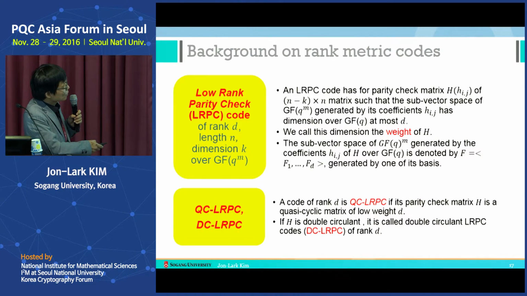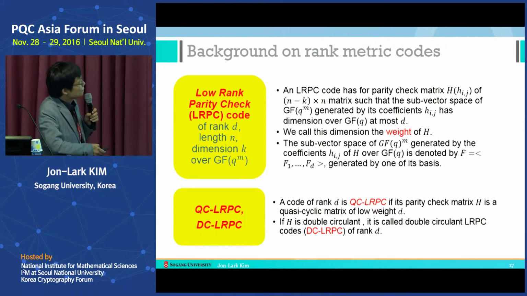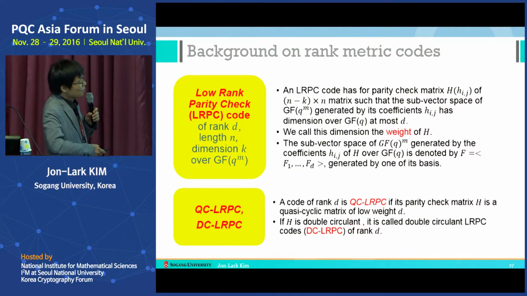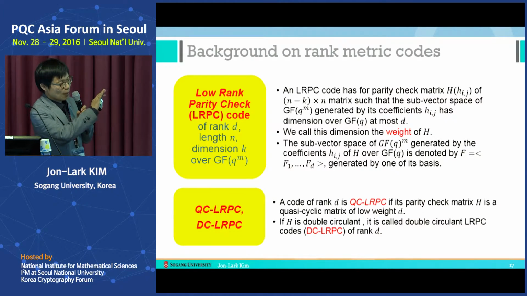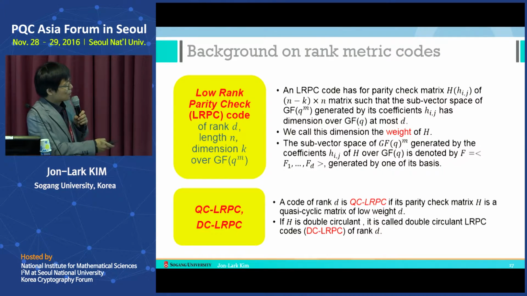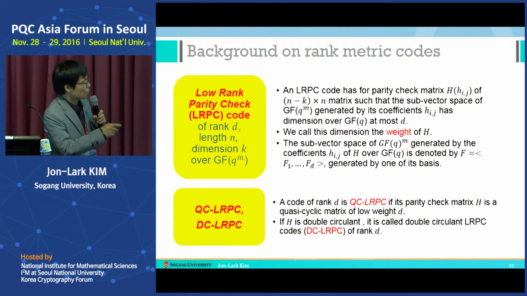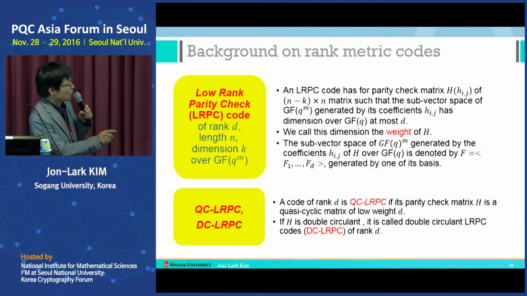And there are two famous families of LRPC codes. One is the quasi-cyclic LRPC code. It has a parity check matrix which is a quasi-cyclic matrix. Quasi-cyclic means it's a generalization of a circulant matrix. Circulant means you have one row, then you shift one by one for each row. For quasi-cyclic, you shift 2 times. Then it's closed under addition. So you keep doing this. But double circulant means you shift the first element one more, so the first element will be put in the third position, and the second element will be put in the fourth position. That type is called double circulant.